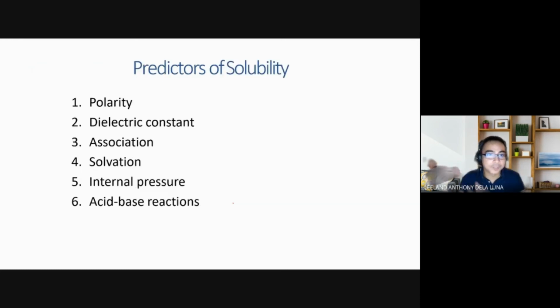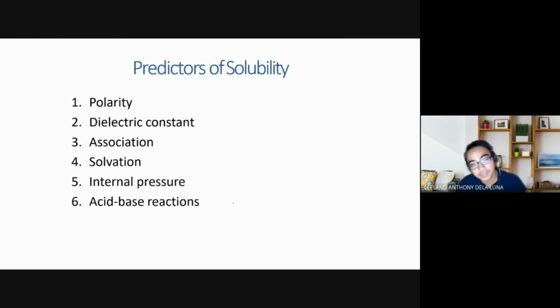So, what are some predictors of solubility? Normally, class, ang titingnan mo lang naman dyan would be polarity or the dielectric constant. Tingnan mo yung dipole moment niya. Okay? Association. Does it dissociate? In terms of association, class, does it contain a metal and a non-metal? Kung ang compound mo contains a metal and a non-metal, malaki ang probability that's an ion. Okay, it has formal charges, so obviously it's going to be a polar molecule, and it's going to dissolve in water.